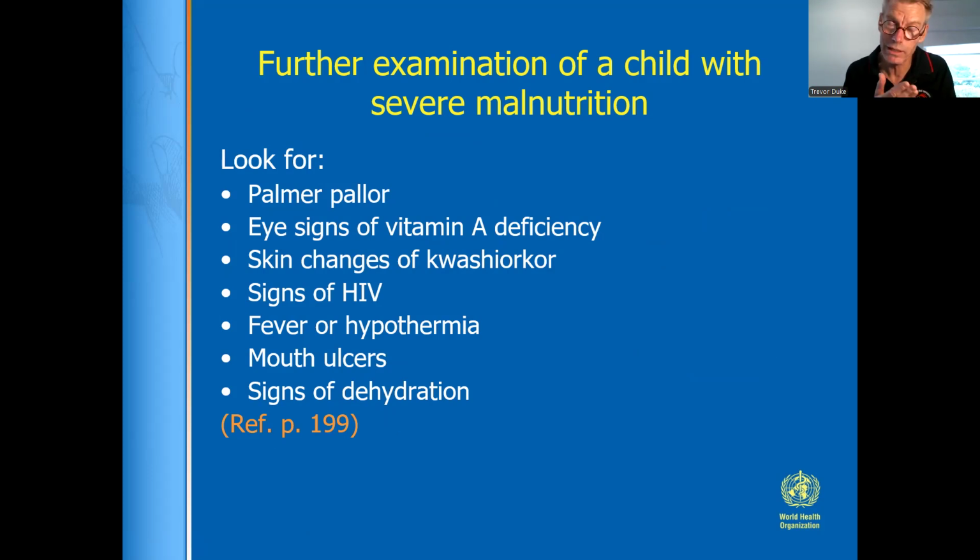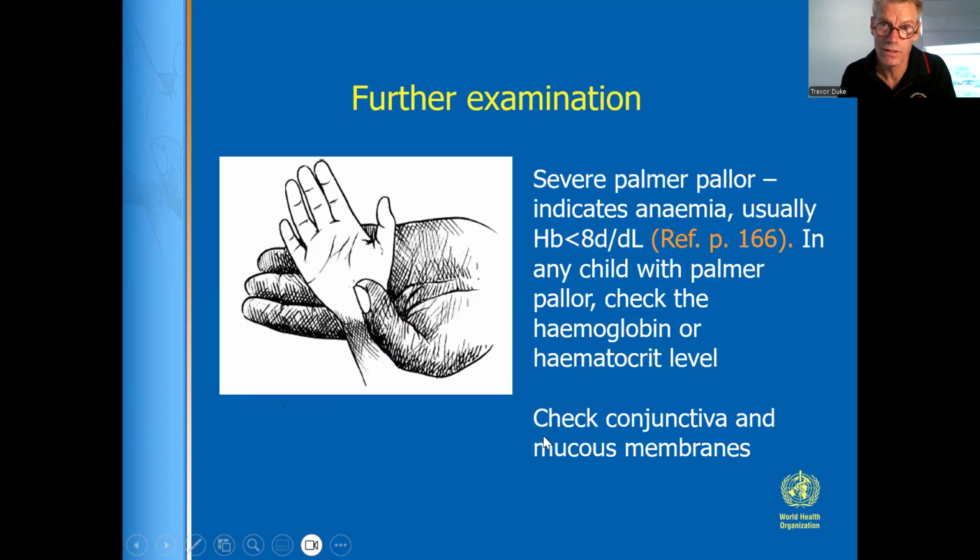So you might want to go back and reassess the child for other signs of severe malnutrition, such as whether he's got severe anemia, whether he's got eye signs of vitamin A deficiency, whether any skin changes of kwashiorkor, or other signs of HIV, or we know he's got hypothermia, whether he had Mal's ulcers, and the degree of dehydration that he had. So Kobe's, if a child's got palmar pallor, it usually means their hemoglobin is less than 8, usually around about 6 or 7, or less.